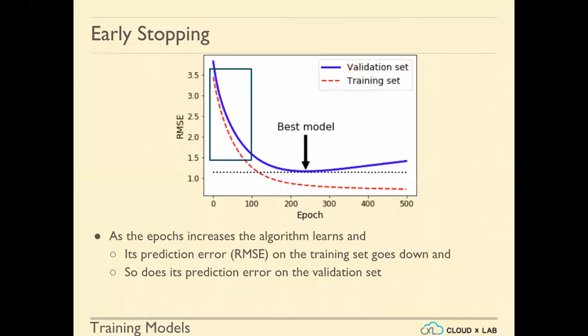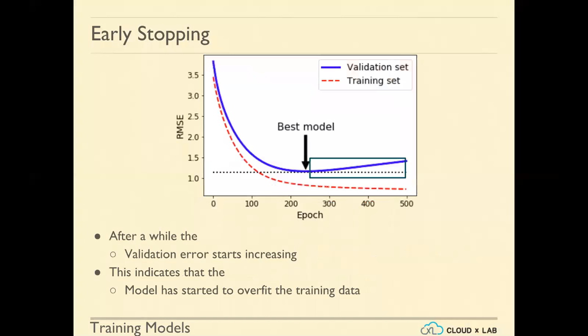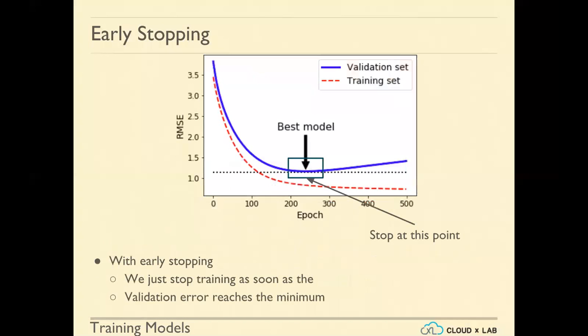As the epoch increases, the algorithm learns and the root mean square error on the training set keeps on going down, and so does the prediction error on the validation set. After a while, the validation error starts increasing. This indicates that the model has started to overfit the training data. So ideally, the moment the root mean square error stabilizes, we should just stop as soon as validation error has reached the minimum and stays there for some time.